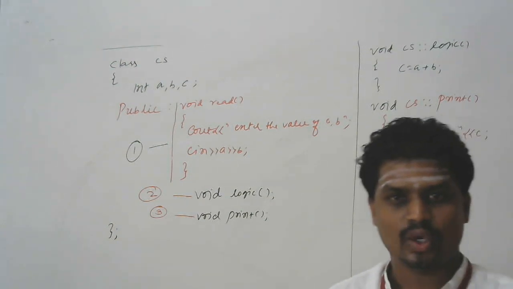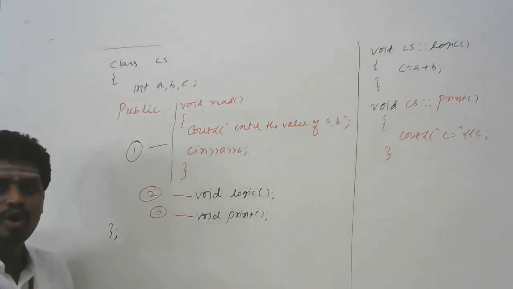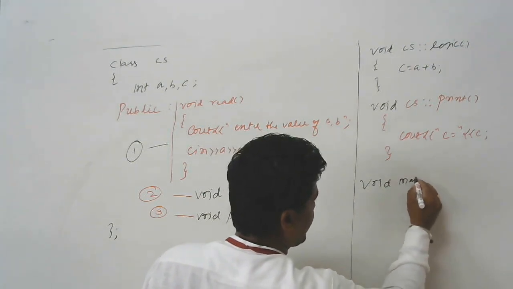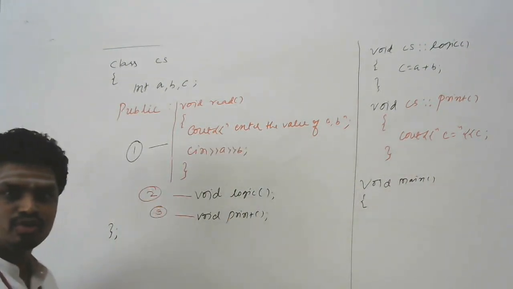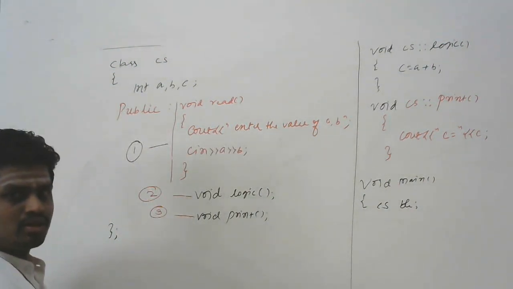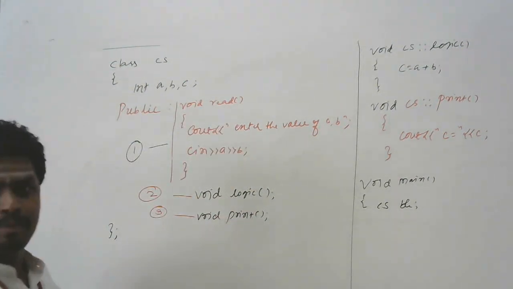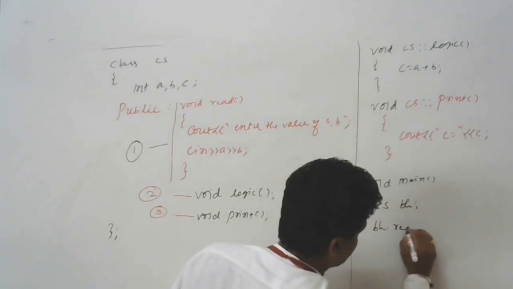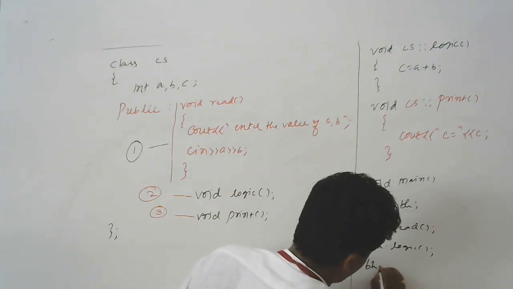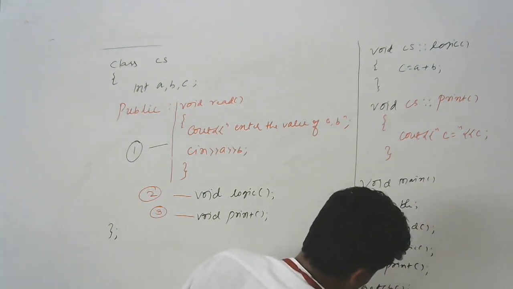Now if you want to execute these functions, you are supposed to write a main block. As we know, we write void main. Before calling, you are supposed to create the reference object. Same thing, we have to create CS BH. So in this program, how many member functions? 3. The names are: one is read, second is logic, third is print. All the functions are supposed to be called like this: read, logic, print, getch, and close the block.